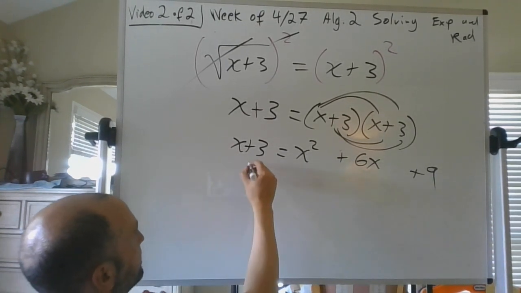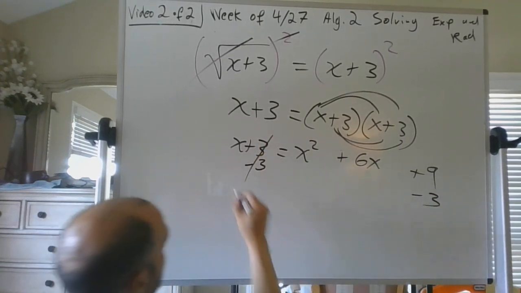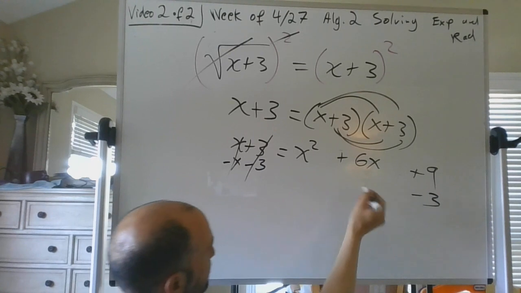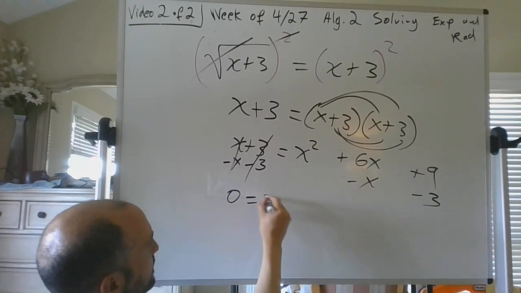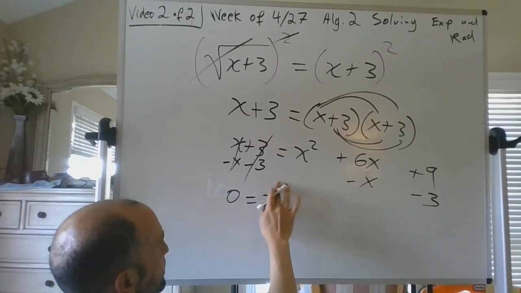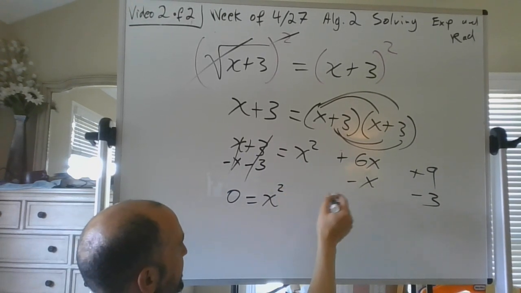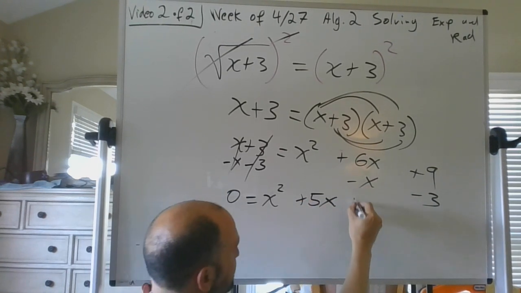So I'm going to move these guys. Minus 3, and that goes with its like term. Minus x, which is a like term for x. That's going to be this guy, so minus x there. We're left with 0 equals x squared. Oops, sorry. The crusty one. That's going to be 6x minus x is 5x. 9 minus 3 is 6.